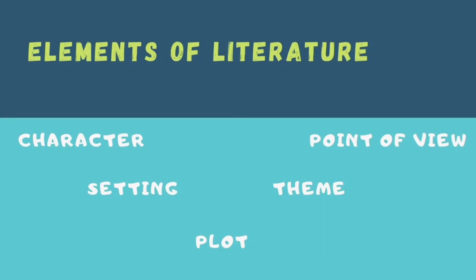First, characters. These are the people we read about in a literary work. In a literary work, a writer describing an action or idea must as well describe the characters affected by the actions or ideas. And second, setting.